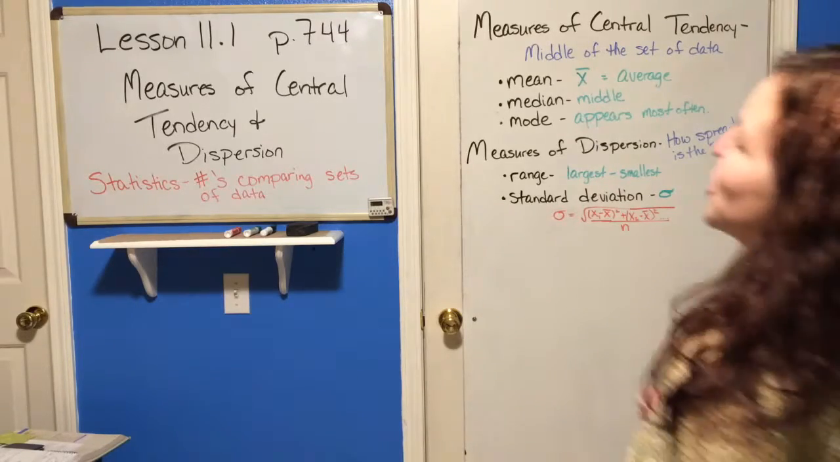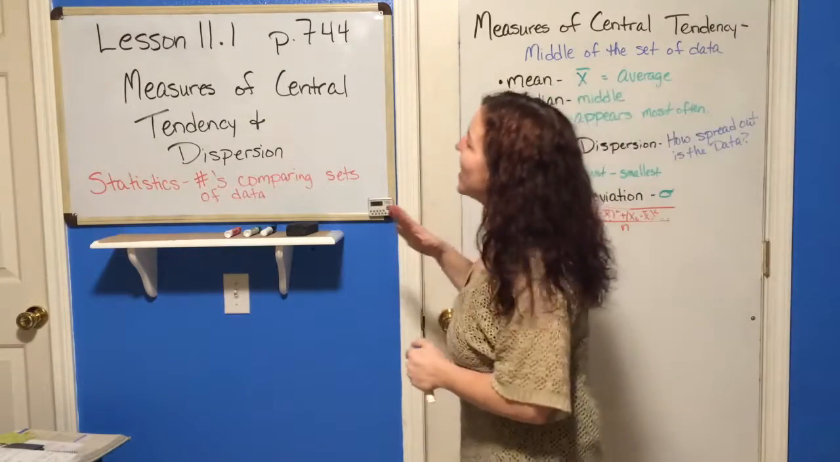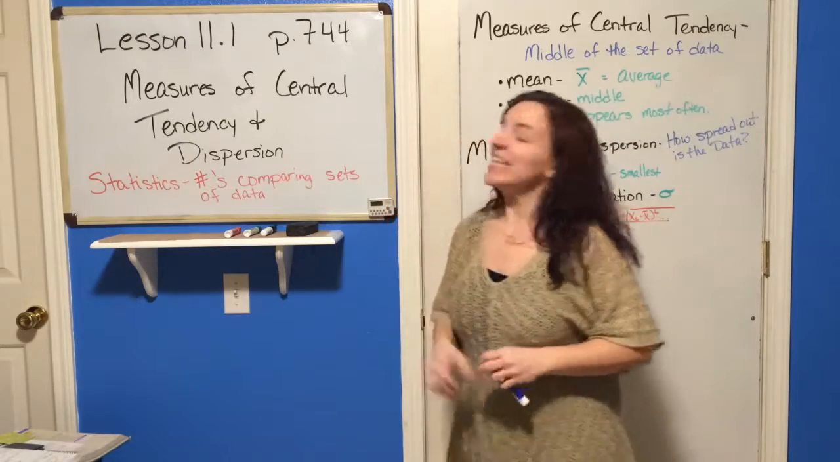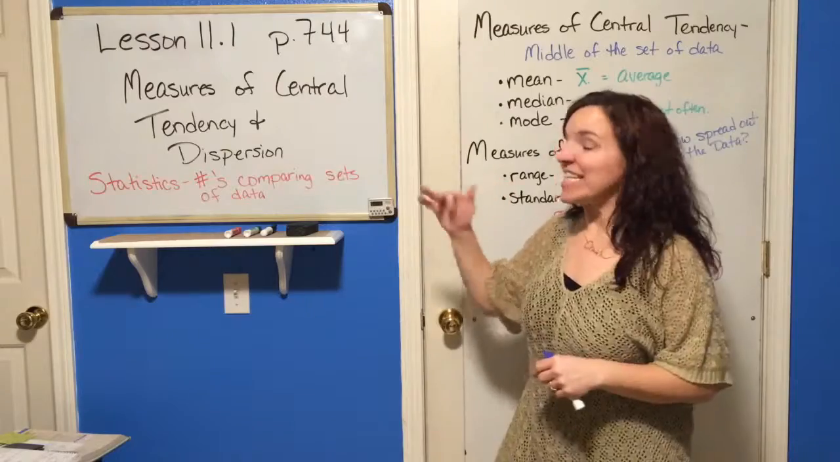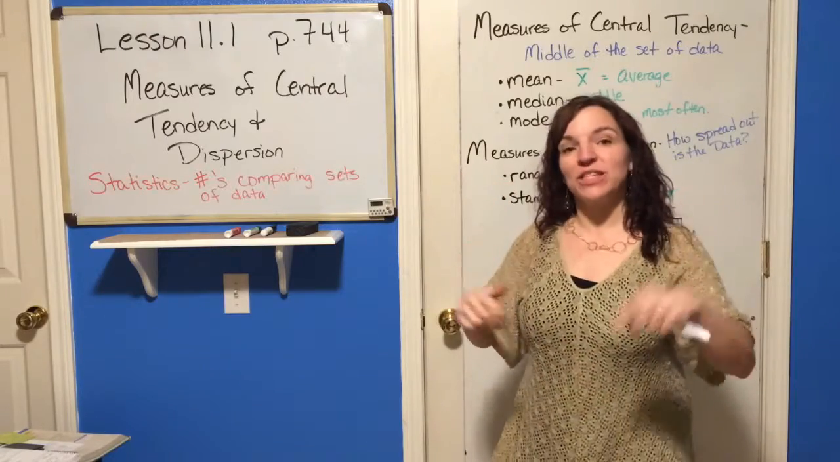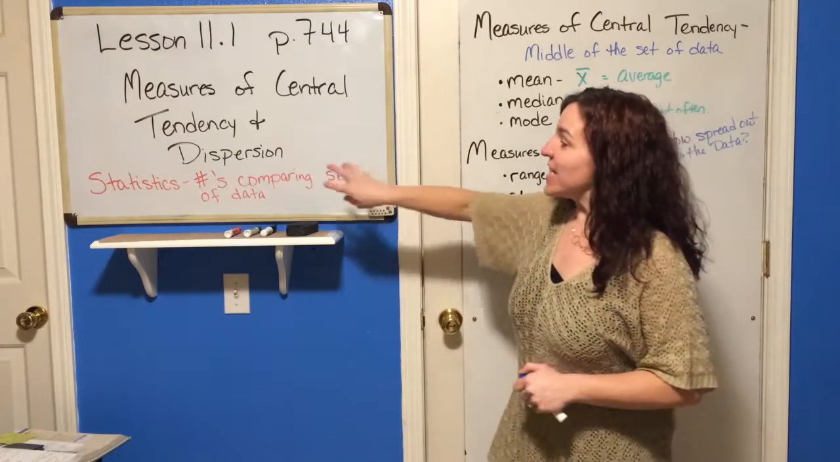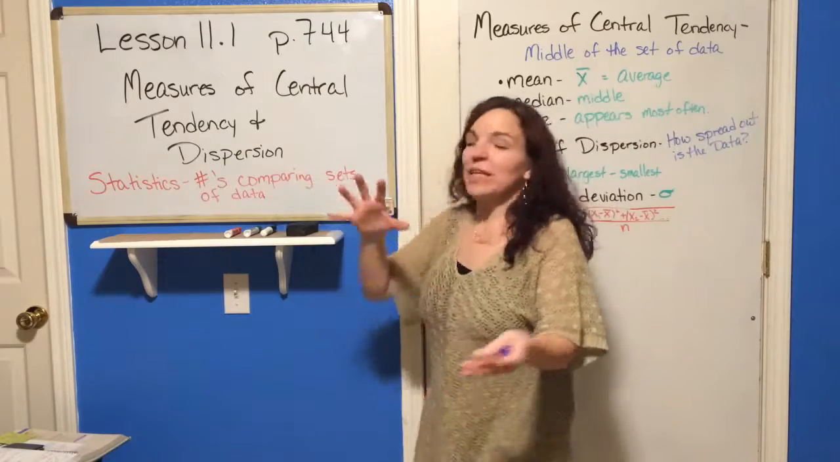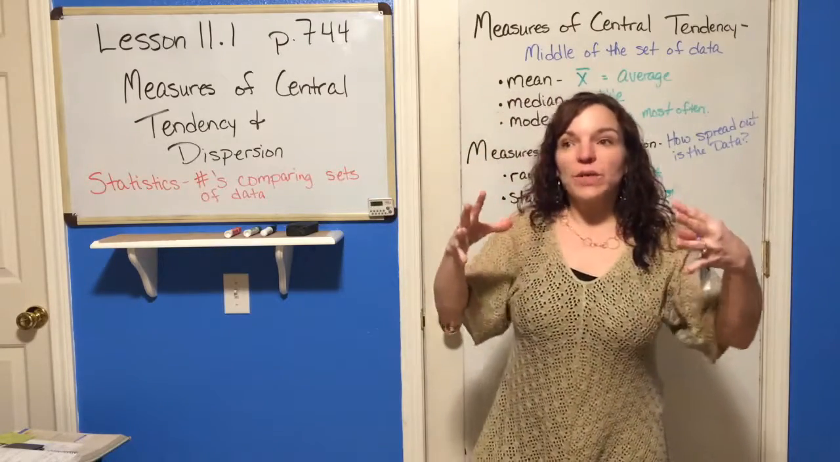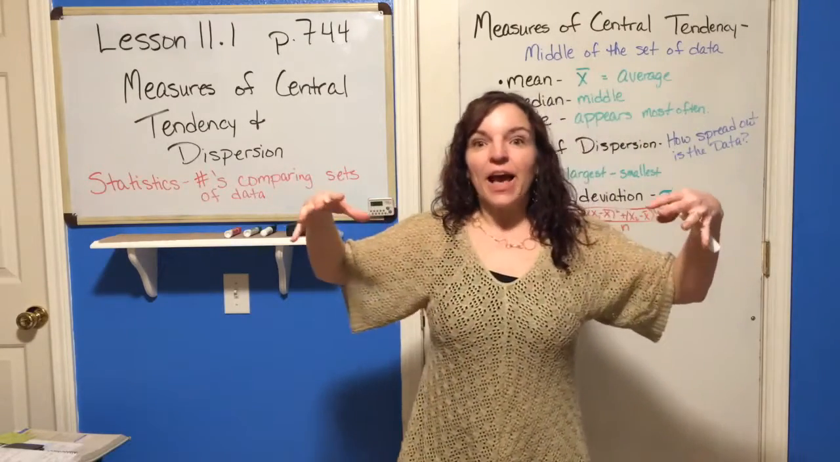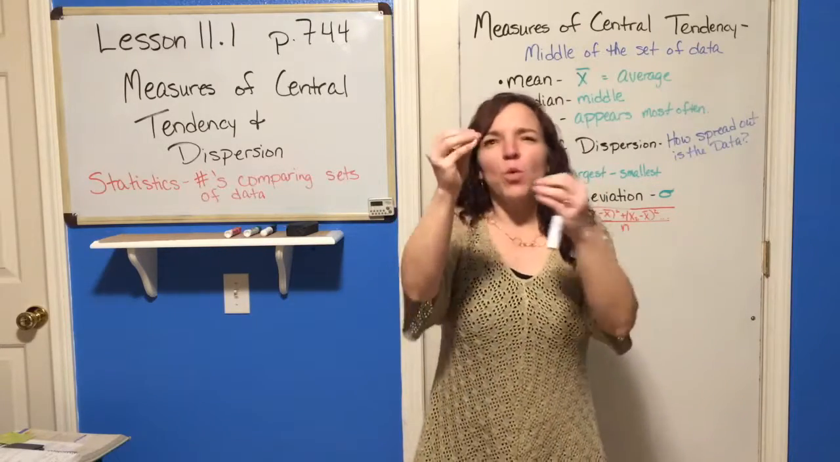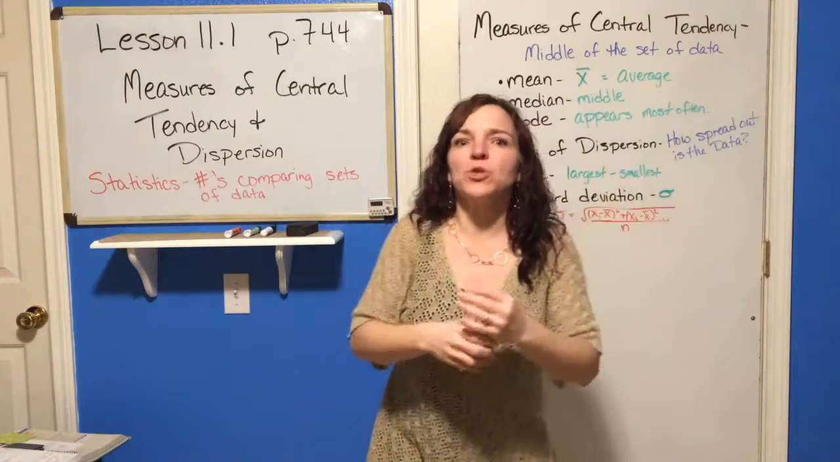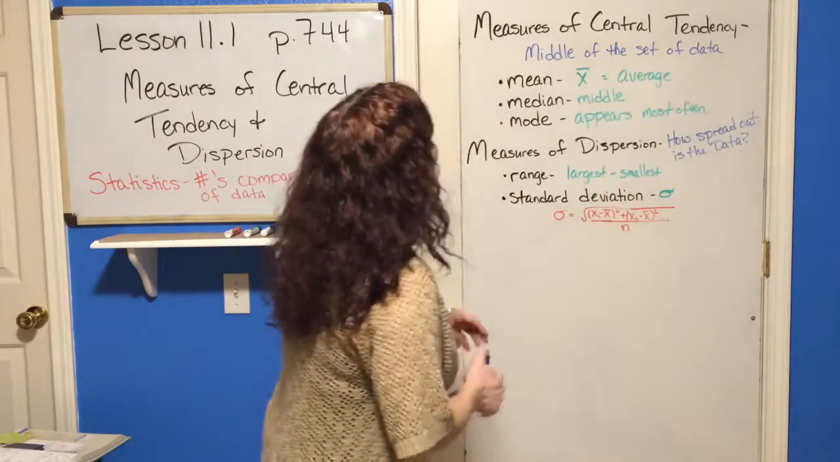All right, new chapter. Section 11.1 is measures of central tendency and dispersion. What we're going to be talking about in this chapter is statistics. We did probability last chapter. This chapter is statistics. Statistics are numbers that compare sets of data. So we're going to take the information, those numbers that we got from the probabilities, and we're going to compare them to each other. All right, you've done this.